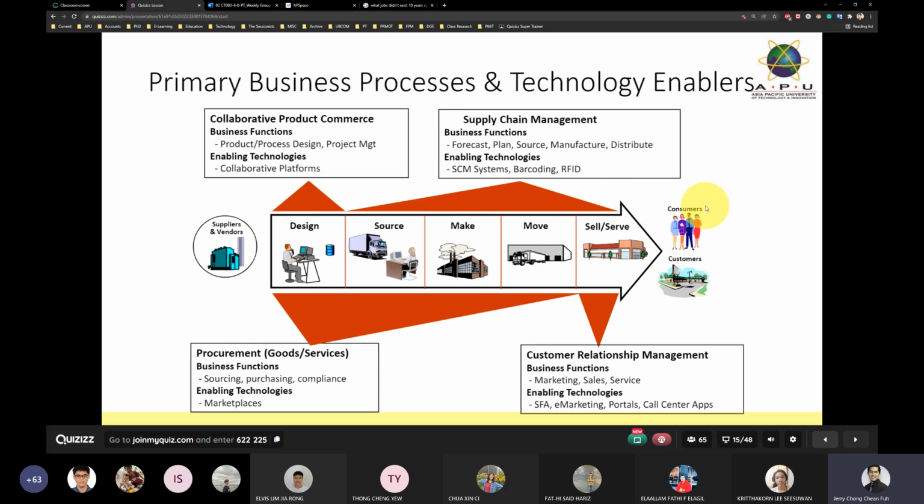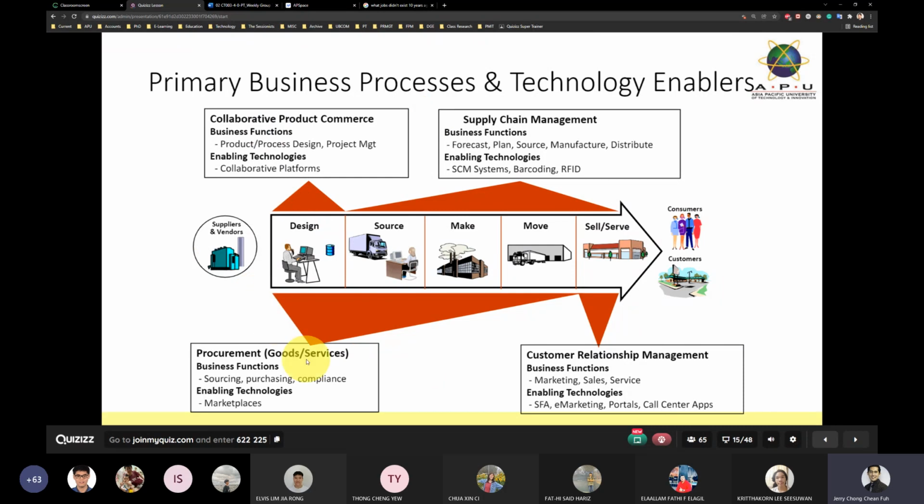towards both your consumers or even your customers, which can be shops that are selling your products as well. So throughout the whole supply chain, in terms of how a product starts at the supplier and vendors, and all the way until it reaches into the hand of the consumers and customers, you will notice that there's a lot of different technology enablers.